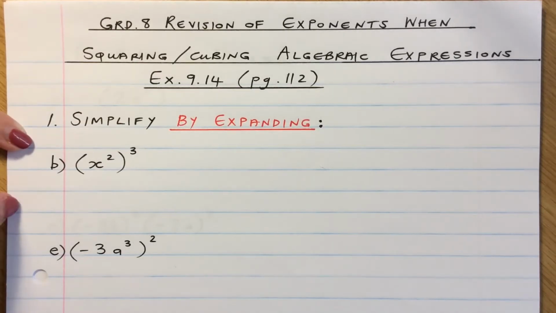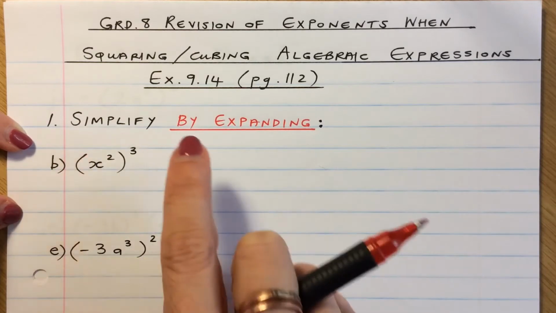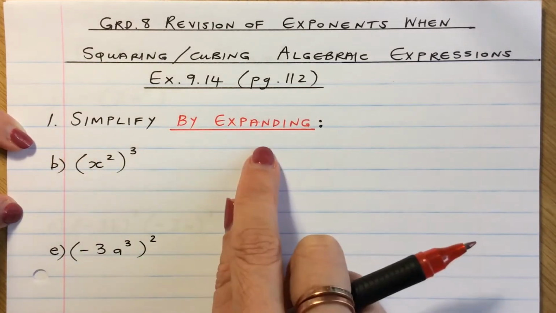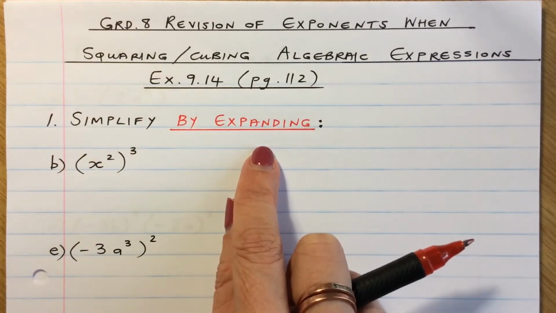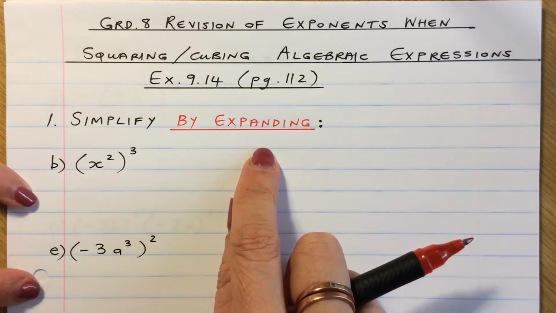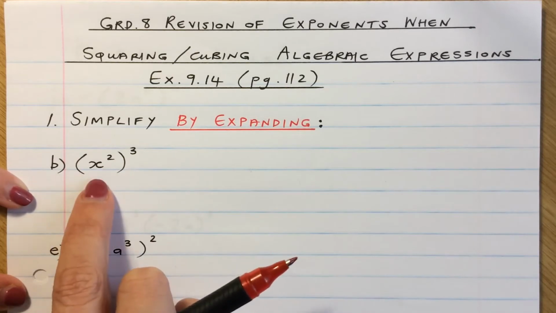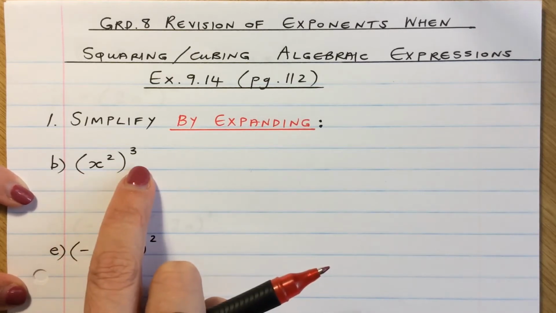Okay, so let's jump in. This year, your instruction has been simplified by expanding. And you'll see from the other exponent videos that you've watched on YouTube that we expand everything in order to get our final answer. So it's not quite like what you're seeing in the textbook, so just be careful of that. So the first one we're going to tackle says x squared in brackets to the power of 3.